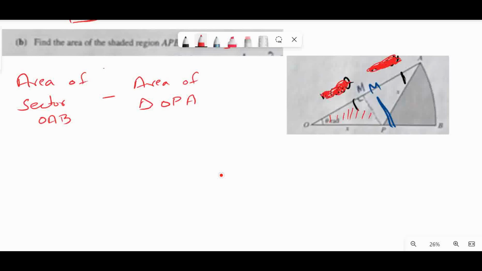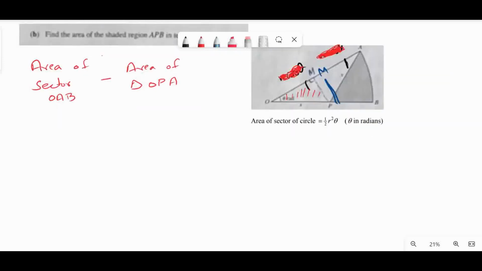So what is the formula for the area of the sector? In the formula sheet it is given that the area of a sector of a circle is this. So 1 by 2 r square theta will be the formula for the area of the sector, minus the area of the triangle. This must be equal to 1 by 2. Now here we will use this angle theta, so we have to use the length OA and the length OP.